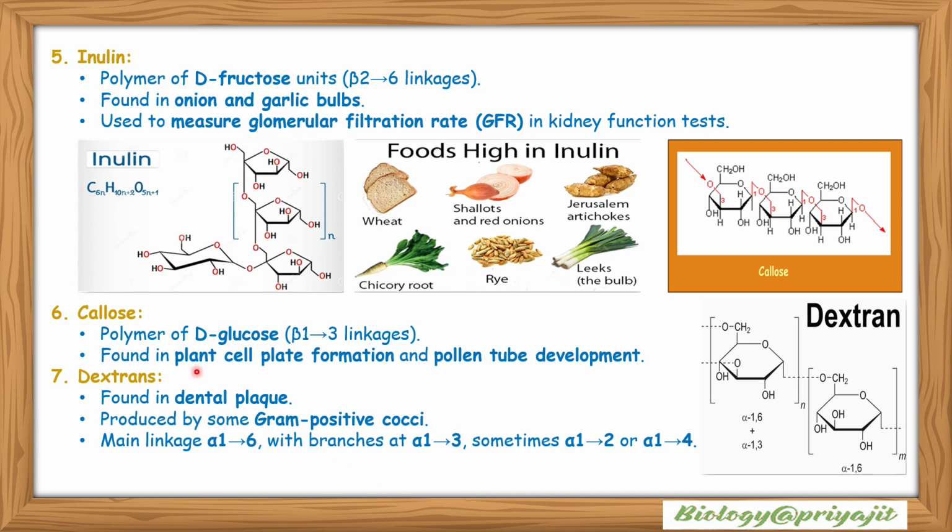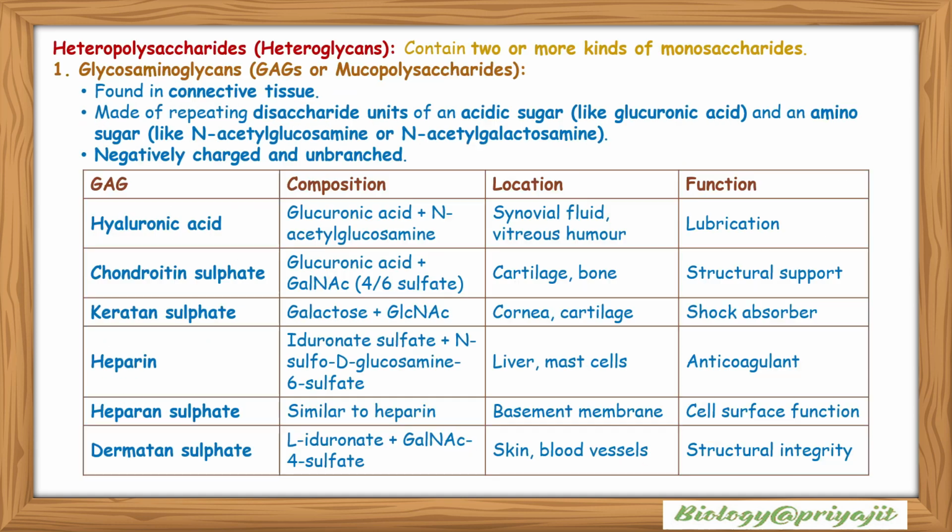Now the last one is dextran. It is found in dental plaques. It is produced by some gram-positive coccus bacteria. This is the structure of dextran. The main linkage found in dextran is alpha 1,6 with branches at alpha 1,3, and sometimes it can be alpha 1,2 or 1,4. Now we should study the heteropolysaccharides.